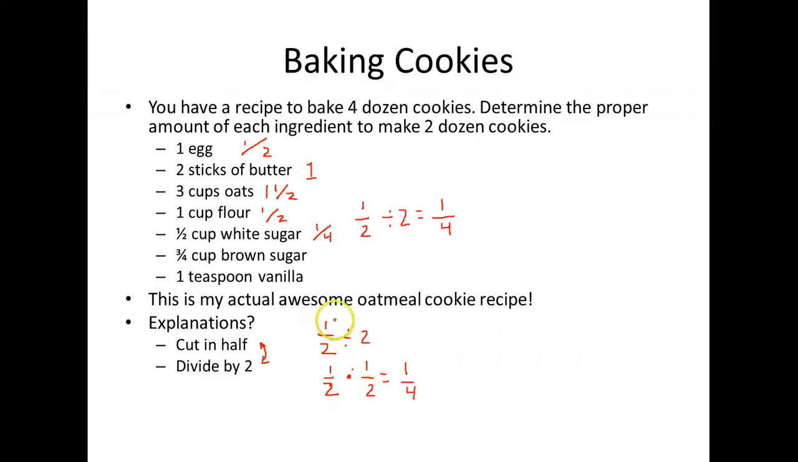This is confusing. So anytime I have fraction division, I always want to change it to multiplication. And remember that the way I change division into multiplication is I change the symbol and then I flip it. So remember, 2 is the same as 2/1. So when I flip it, it becomes 1/2.